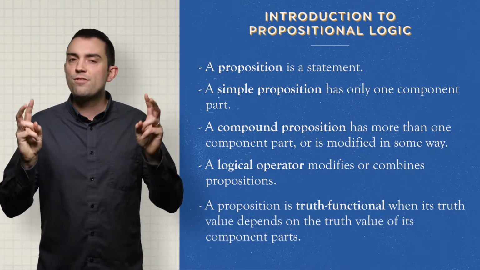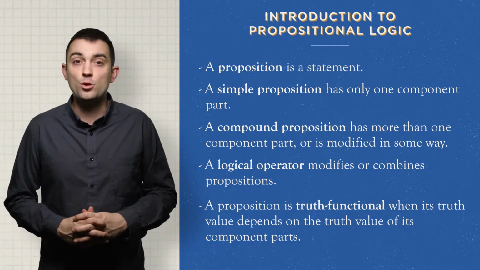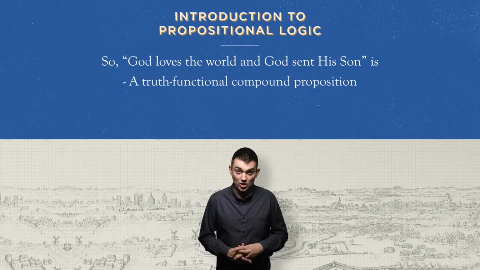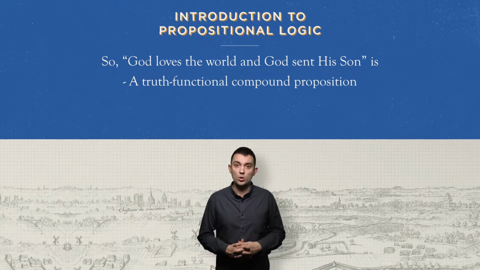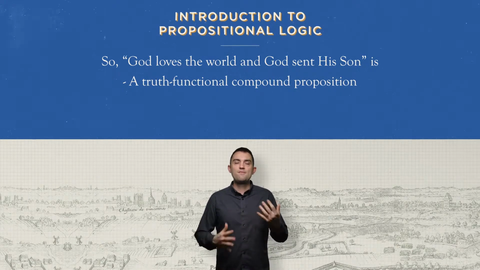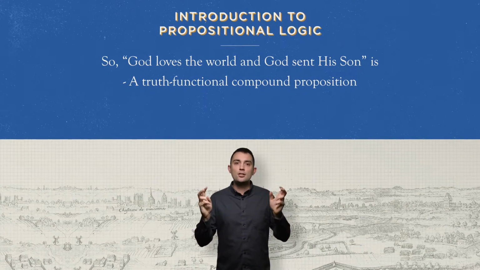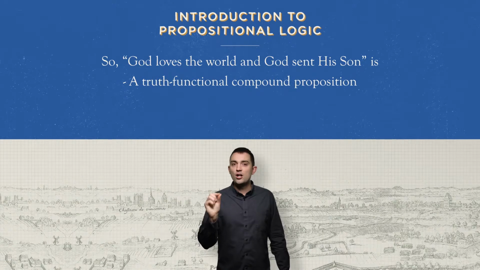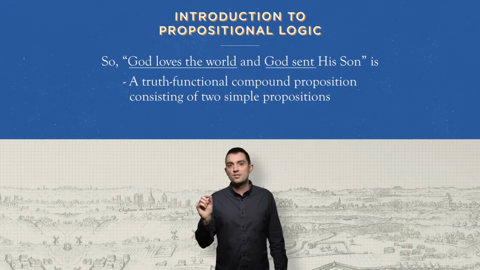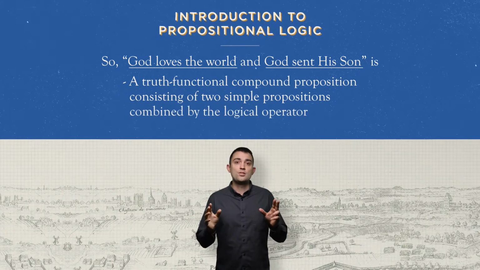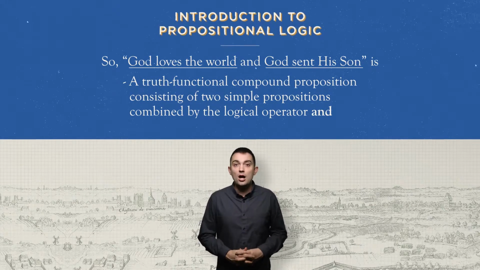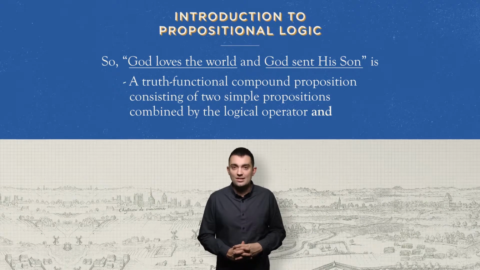Now, for a more technical definition. A proposition is truth functional when its truth value depends on the truth value of its component parts. So, it's a truth functional compound proposition because the truth value of God loves the world and God sent his son depends on the truth value of the component halves. So to rephrase one more time, the proposition God loves the world and God sent his son is a truth functional proposition consisting of two simple propositions, God loves the world, along with God sent his son. And these two simple propositions are combined by the logical operator and. And is one of the many logical operators we're going to be learning about in these next few lessons.